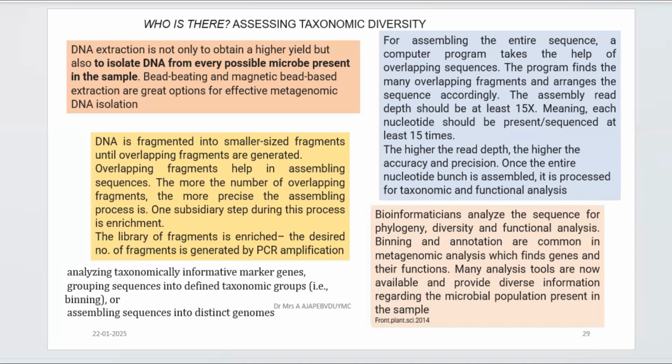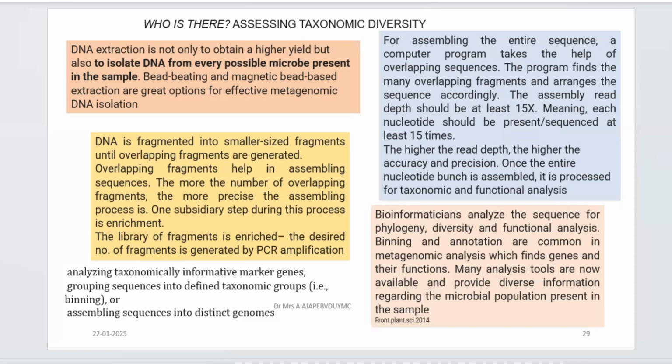Now here the assembly read depth, this is the word that is used. Assembly read depth should be at least 15x. That means each nucleotide is to be present or sequenced at least 15 times, right? So the higher the read depth, the higher the accuracy and precision.